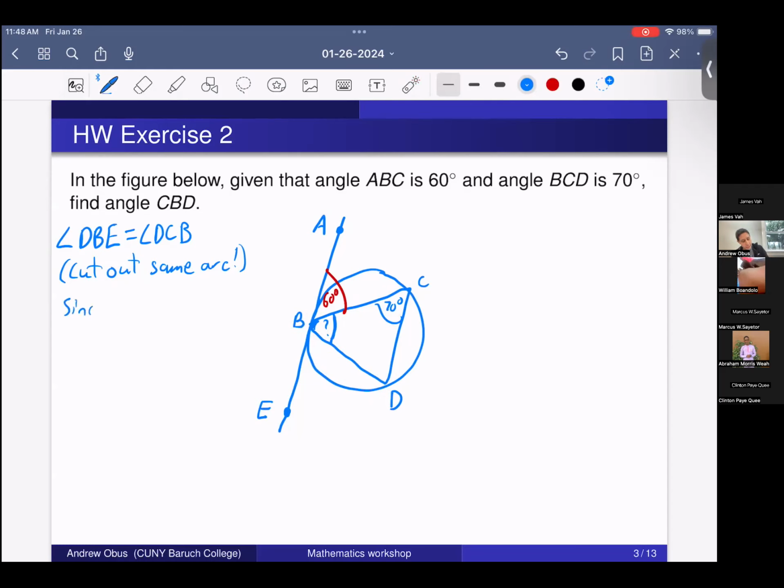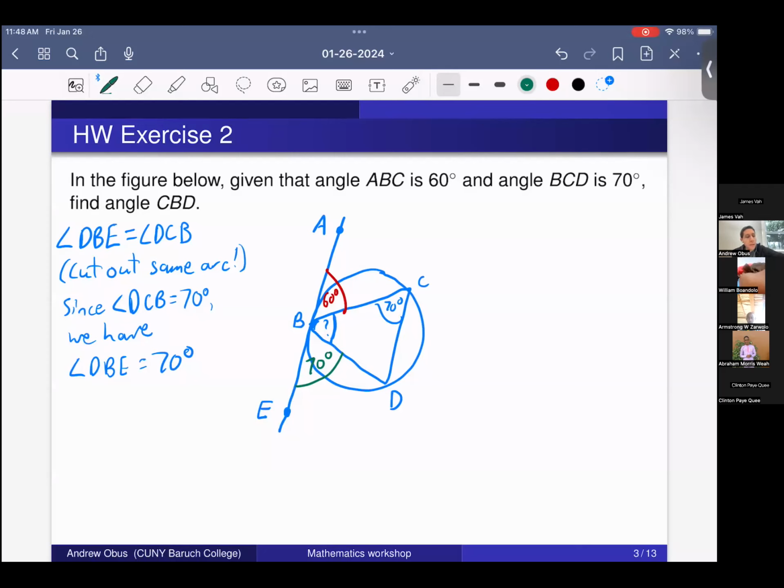So I'll say since angle DCB is 70 degrees, we have that angle DBE, as Clinton said, is also 70 degrees. So let me just label that in a different color here. So over here, we have 70 degrees. Okay, great. So continue.